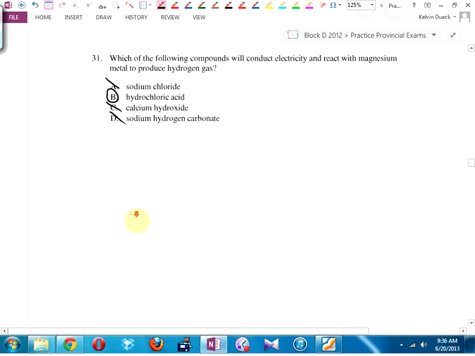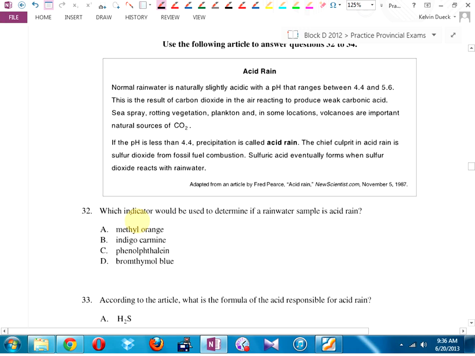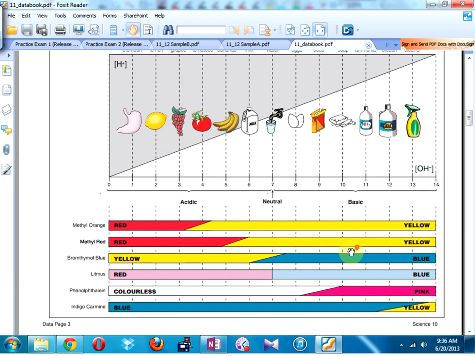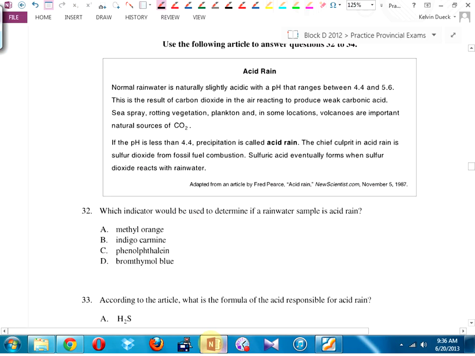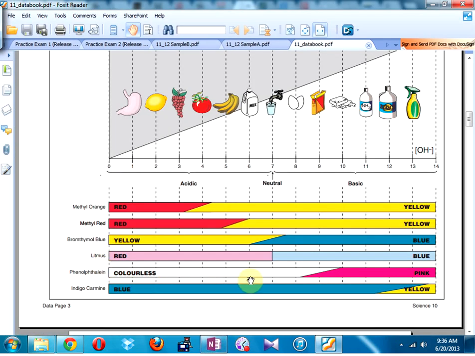Acid rain. Which indicator could be used to determine if a rainwater sample is acid rain? What are we looking at here? We're looking at our data sheet. We have that lovely color chart. I want something that's going to react when it's acidic, which is to the left, below 7 on my pH scale. Phenolphthalein? No, that stays colorless. That doesn't help me at all. That turns color if it's basic.